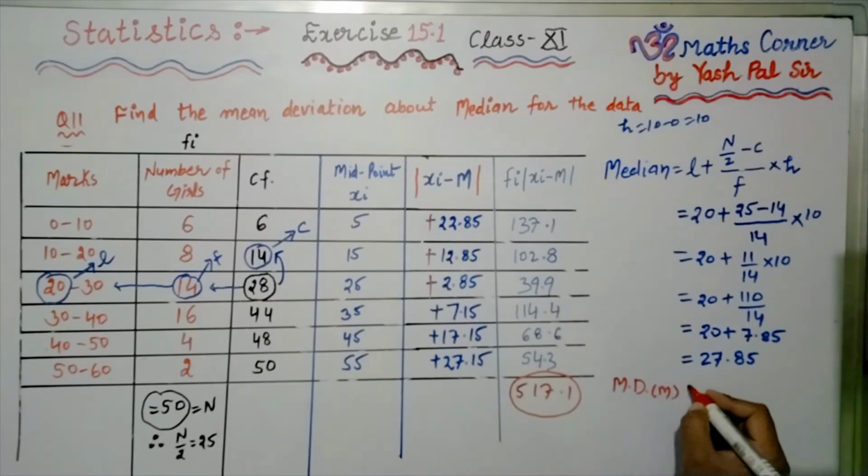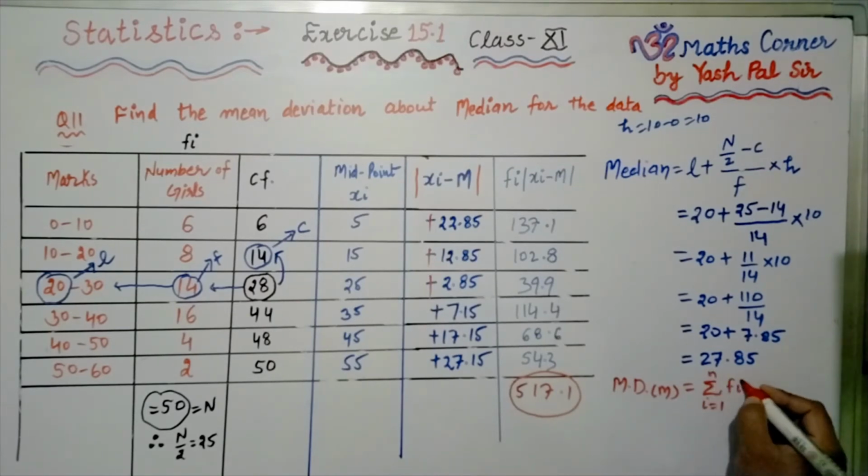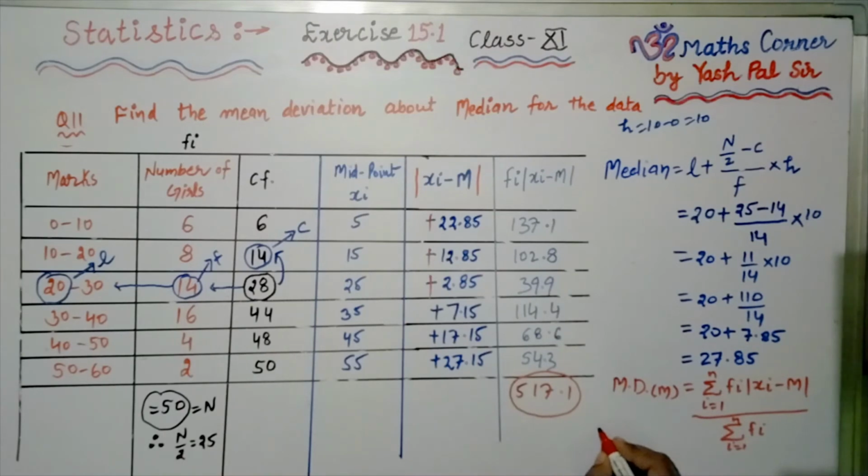Okay, now we find the mean deviation about median. Formula: mean deviation about median is equal to summation i equals 1 to n of fi into |xi minus m|, whole divided by summation i equals 1 to n of fi. This is the formula.